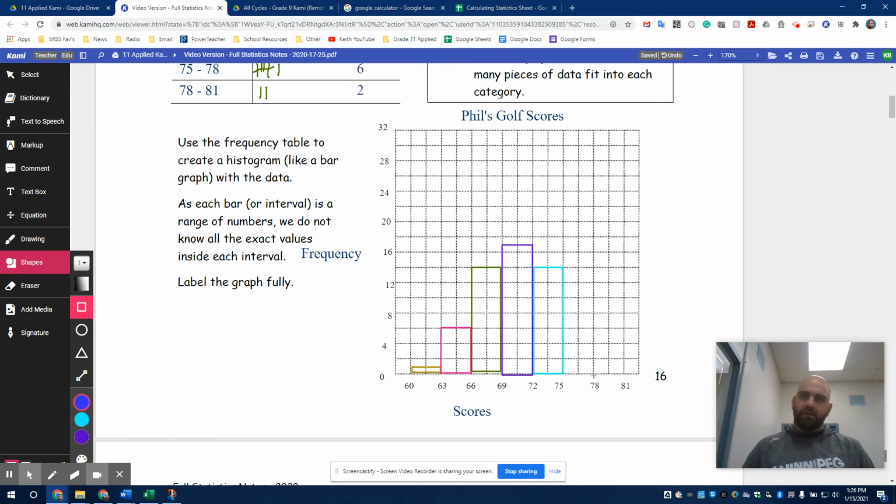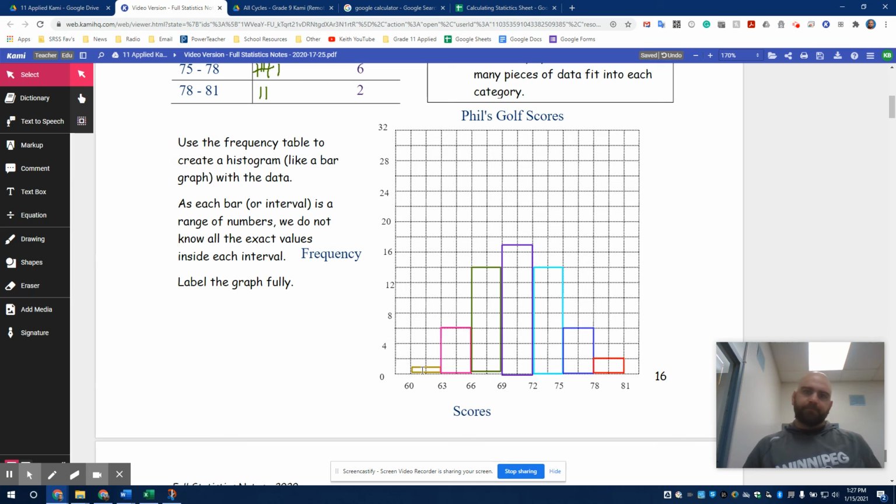Let's see, do I have more colors? Got this dark blue. Between 75 and 78, there was another 6. And then in the last one there, I haven't used red yet. Between 78 and 81, there was 2. All right, so there's our histogram. Just going to fill it in slowly as I talk.